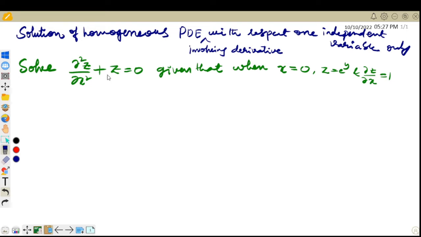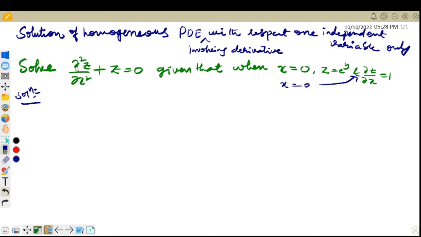Solve ∂²z/∂x² + z = 0, given the conditions: when x equals 0, z is equal to e^y, and when x equals 0, ∂z/∂x is equal to 1. Okay, fine. Look, the solution is very simple.